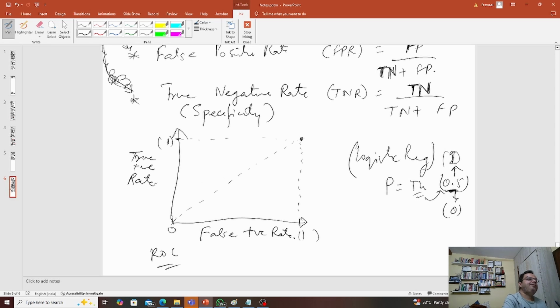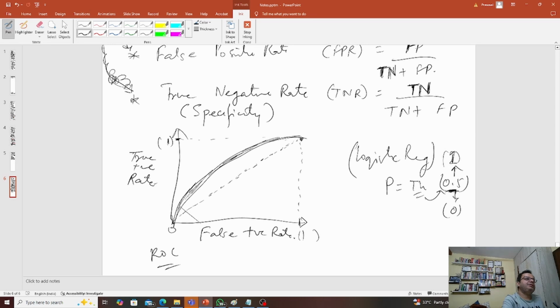If it looks something like this, it is considered good. The dotted line means that your model is as good as making a random guess. So the area under this curve needs to be maximized. The ideal case is that you reach here, which means your false positive rate is 0 and your true positive rate is 1, but practically that's not possible. So you need to find models that give you the maximum area under the curve.